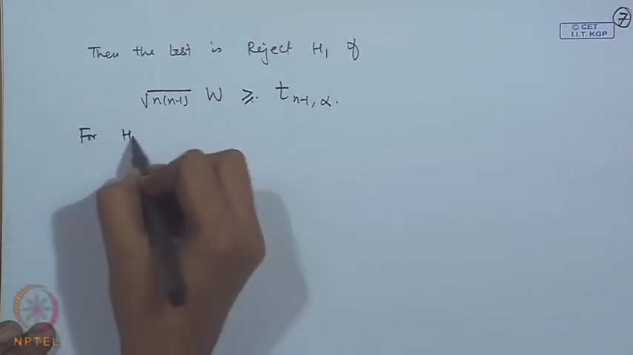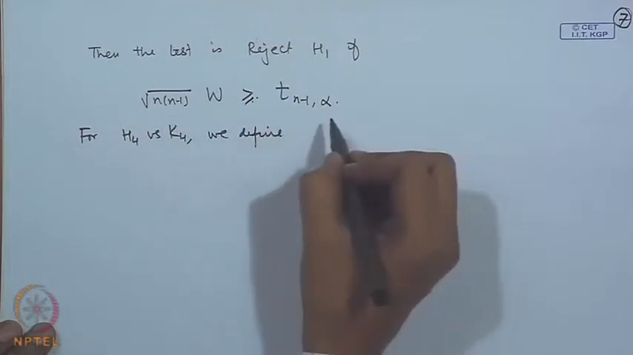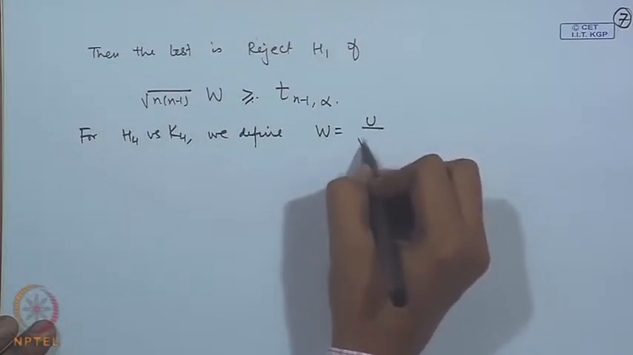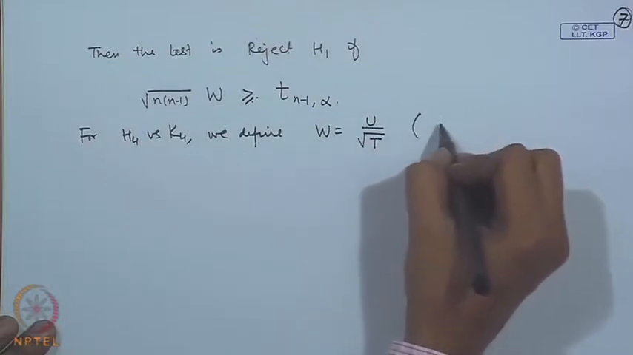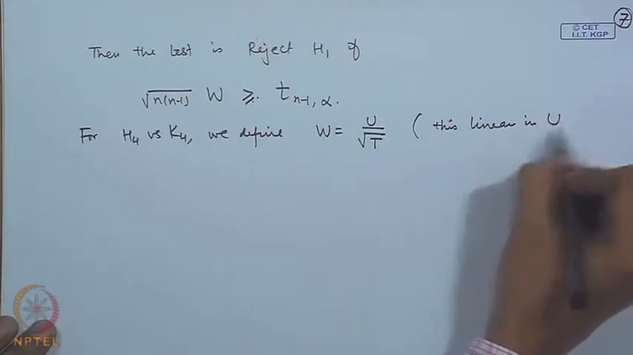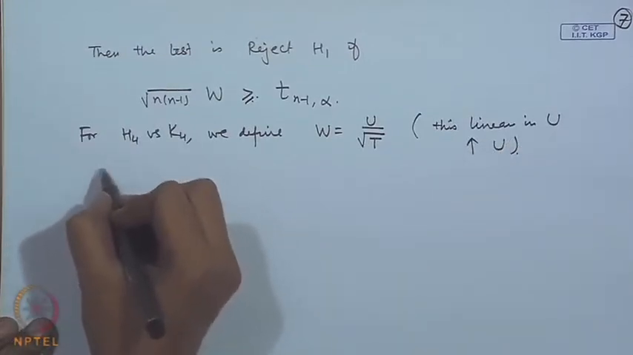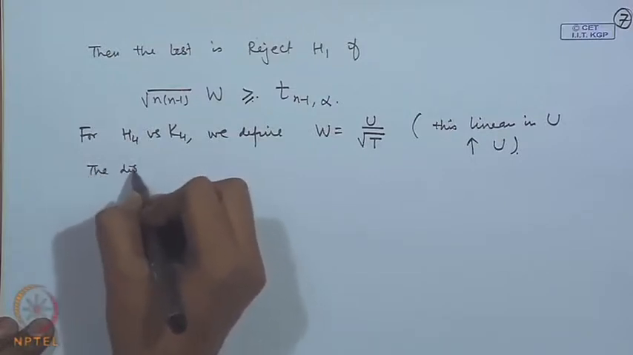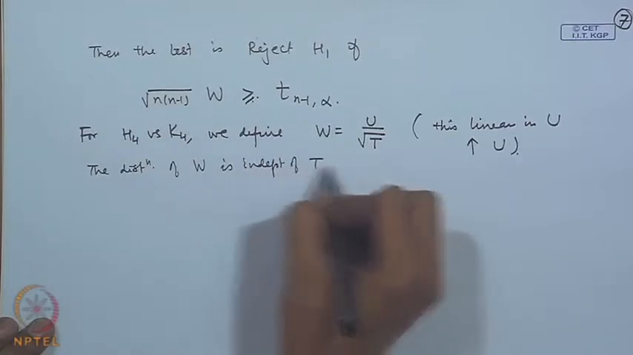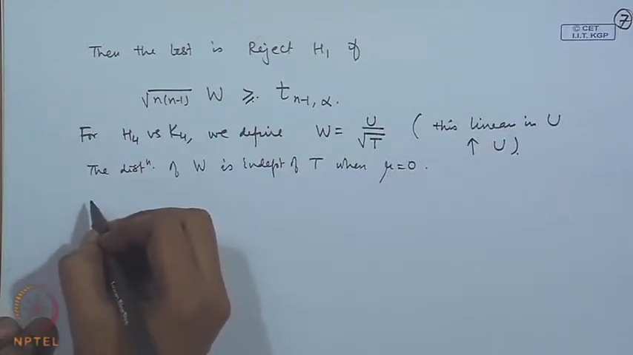For H4 versus K4, we define W is equal to U divided by square root of T. Now, this is linear in U, increasing in U, and the distribution of W is independent of T when mu is equal to 0.